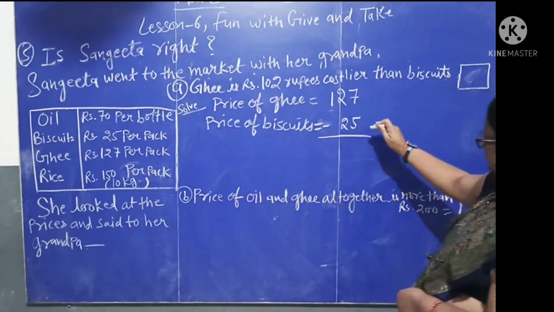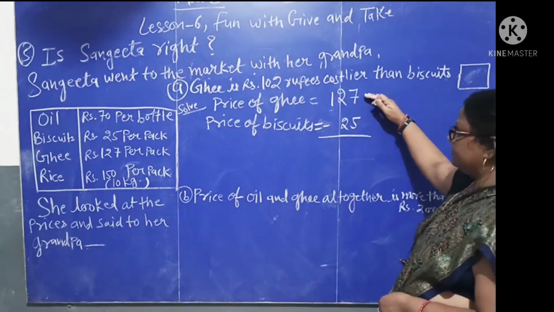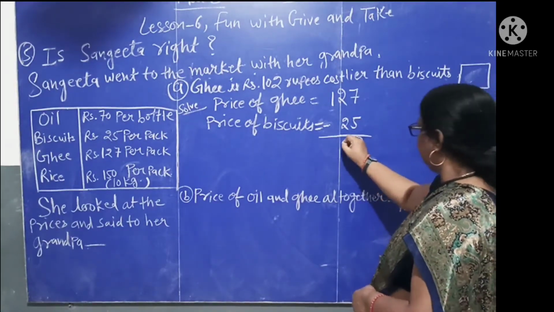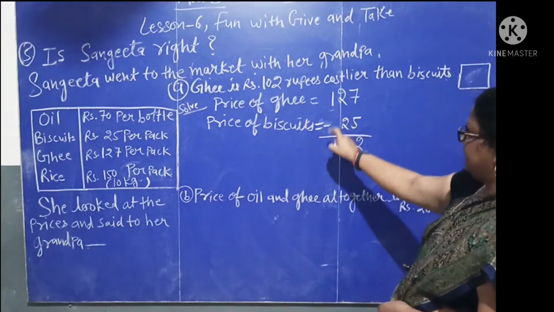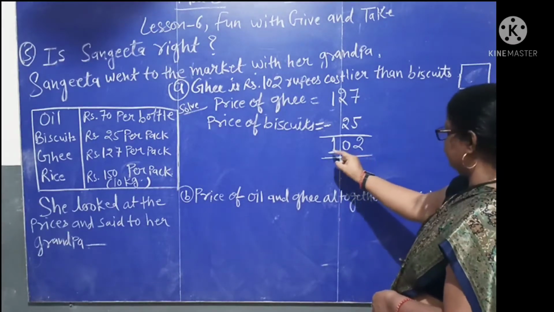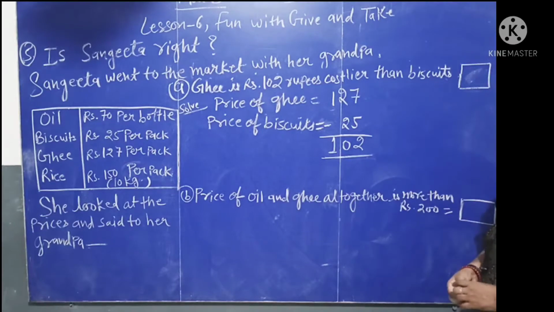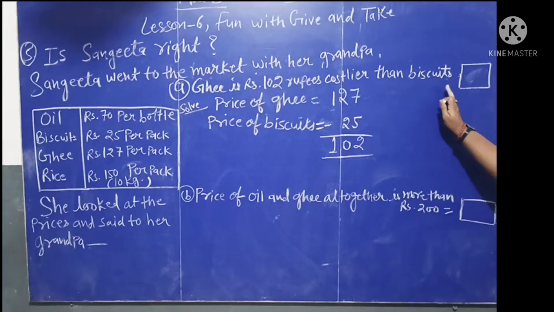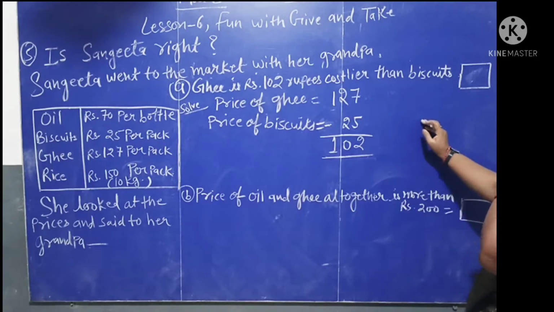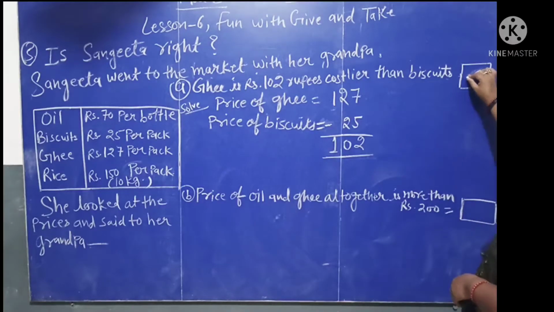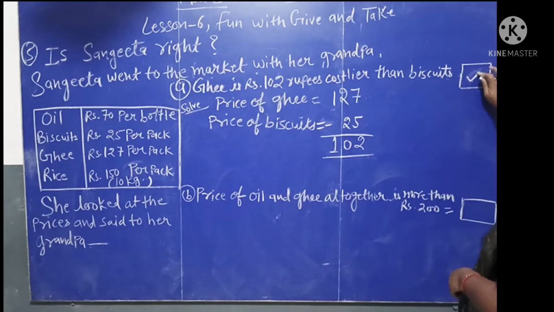Let's subtract. 7 minus 5 is 2. 2 minus 2 is 0. Here is 1, and here is nothing, so we write 1 as it is. What is the difference? 102 rupees. So Sangeeta is right. Really, ghee is rupees 102 costlier than biscuit. Her statement is right, so we put a tick in this box.